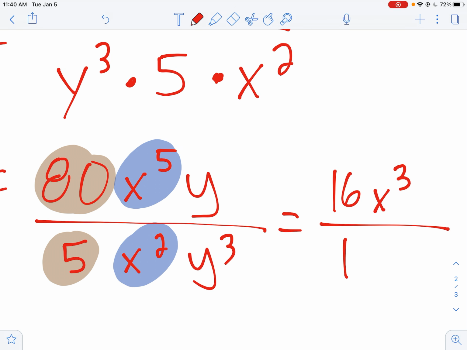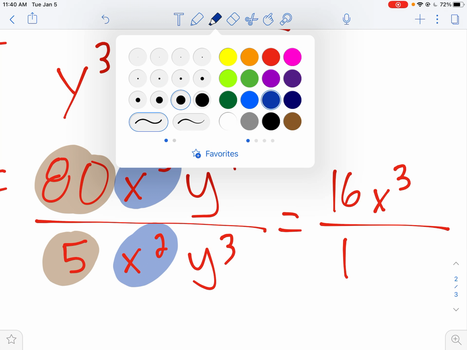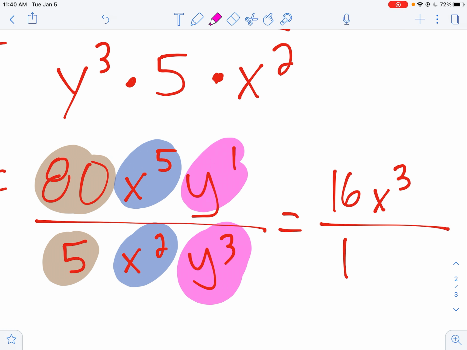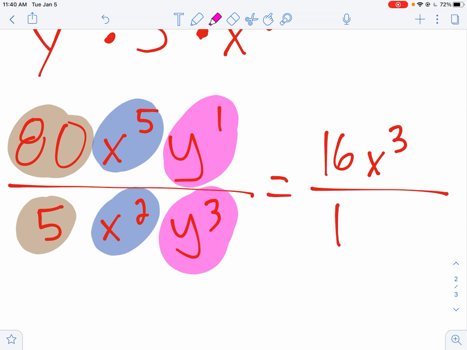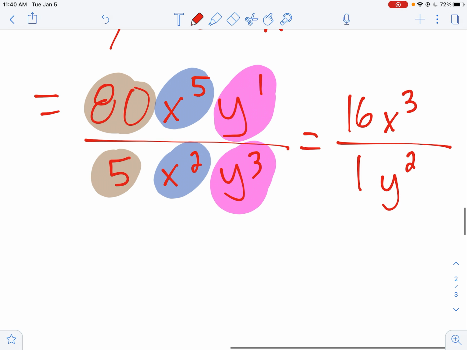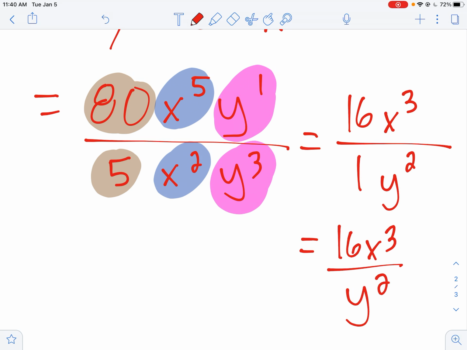Now again, we don't have an exponent here for y, so I'll go with the 1. And I'm going to deal with my y's now. So I have y to the third, y to the first. Again, just subtract the exponents. So I could do 3 minus 1. Since 3 is on the bottom, that means my y's are going to remain on the bottom, since 3 is the greater exponent. 3 minus 1 gives me 2. So now I don't necessarily need that 1 there. So I can just rewrite this as 16x to the third over y squared. That is one way you could solve this problem.